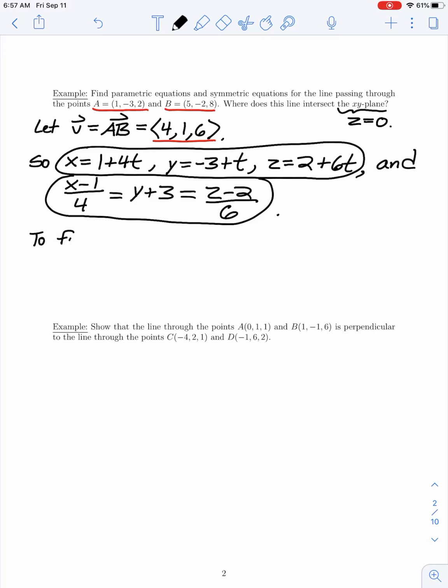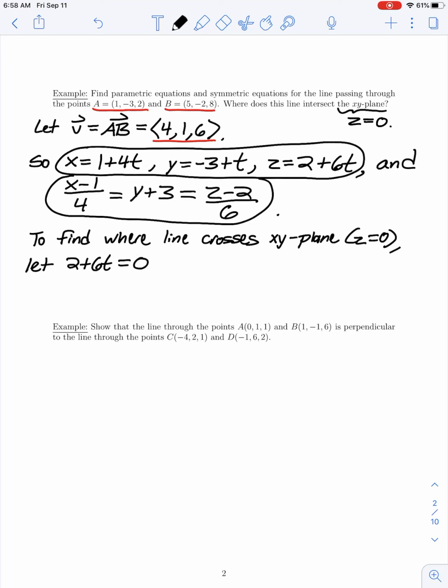So to find where this line crosses the xy plane, which is the plane where z equals 0, we're going to take the parametric equation for z, which was 2 plus 6t, and set it equal to 0. So we find that 6t is negative 2, and t would be negative 2 over 6, or negative 1/3.